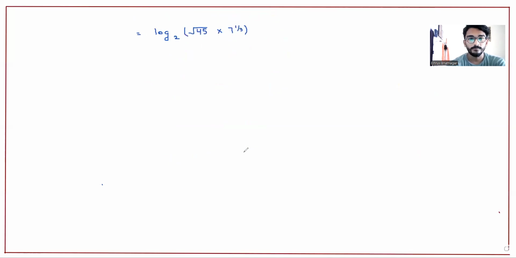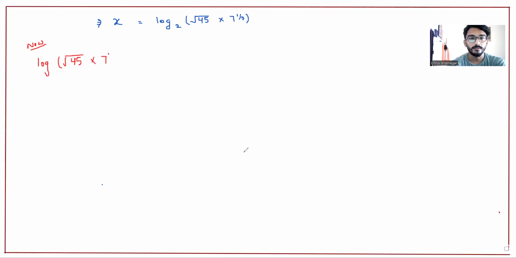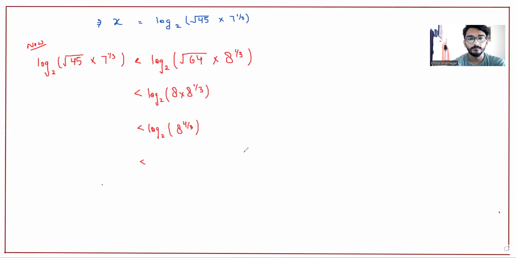So I am at this stage. Okay, so there are two observations here at this stage. I can say that this value is less than log root 64 times 8 to the power 1/3 with the base 2. There is an inequality that I have to use here because the options are in this format. So this is 8, and that is 8 to the power 1/3. That is 8 to the power 4/3. And what is the cube root of 8? That is 2. So it is 2 to the power 4, and that is just 4. So x is less than 4.